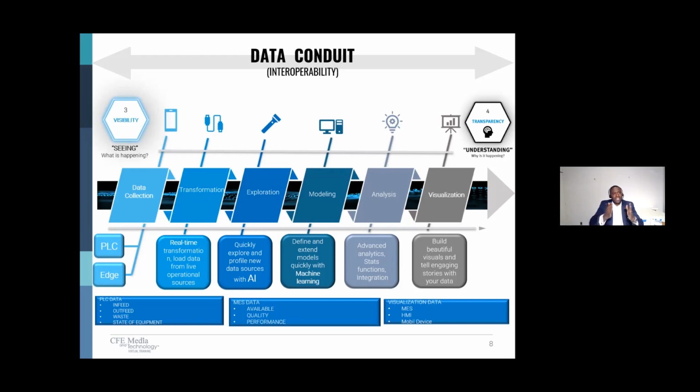Okay, so we look at that data conduit. Data collection is number one, then transformation, exploration, modeling, analysis, visualization. These are the terms that we are looking for in order to transition out of step 2 and to get into step 3 of Industry 4.0, or that digital transformation journey.